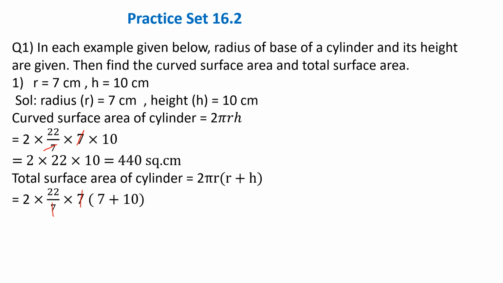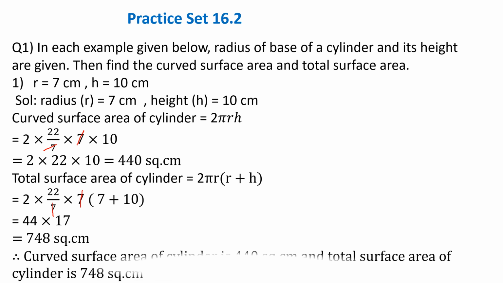Okay. So, now next step you will multiply 2 into 22, that is 44, into you'll add these two numbers from the bracket, that's 7 plus 10, 17. So, you'll get 44 into 17. Now, you'll multiply these two and you'll get the answer, that is 748 square centimeter. So, finally you'll write down: Therefore, curved surface area of cylinder is 440 square centimeter and total surface area of cylinder is 748 square centimeter.